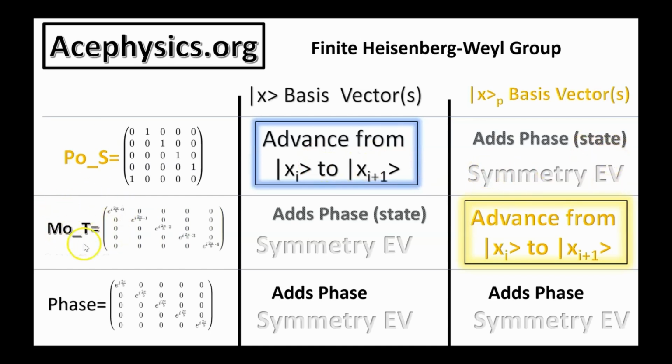This is the momentum translation operator. When this acts onto a position vector in the position basis, it adds a phase. That means there's a symmetry, and this is an eigenvector of this matrix. And when it acts onto a position vector in the momentum basis, it advances it from xi to xi plus 1. Finally, the phase matrix adds a phase, the same phase to every vector it acts on, and any vector it acts on is an eigenvector.